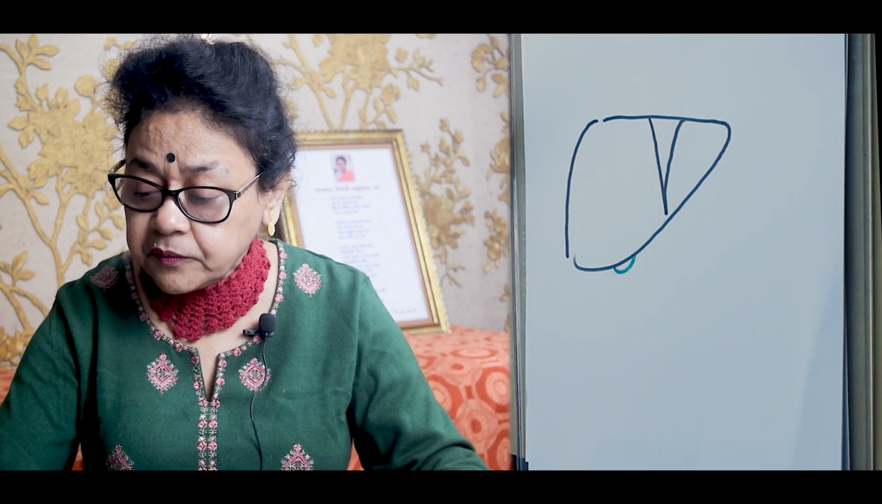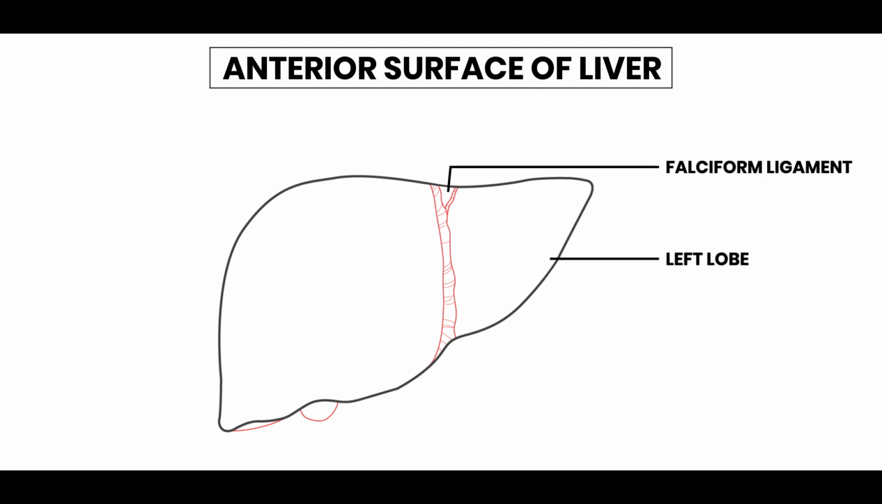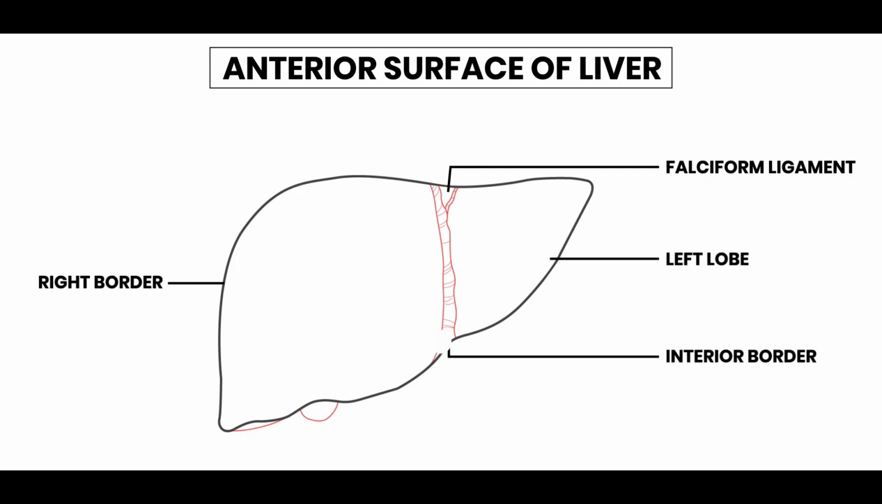You will see. So you will write the citation like the anterior surface of liver. This is the left lobe. This is the falciform ligament. This is the right border. This is the inferior border. This is the gallbladder.